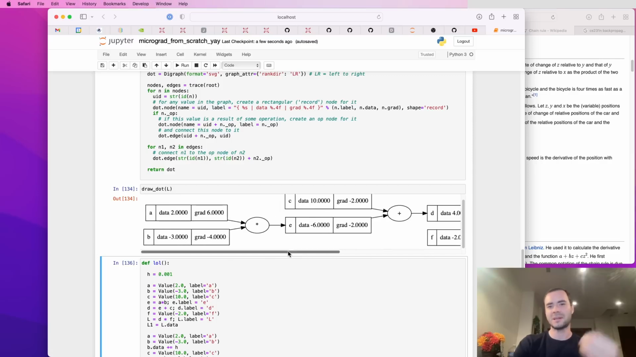And we've done it piece by piece, and really all we've done is, as you saw, we iterated through all the nodes one by one and locally applied the chain rule. We always know what is the derivative of L with respect to this little output, and then we look at how this output was produced.